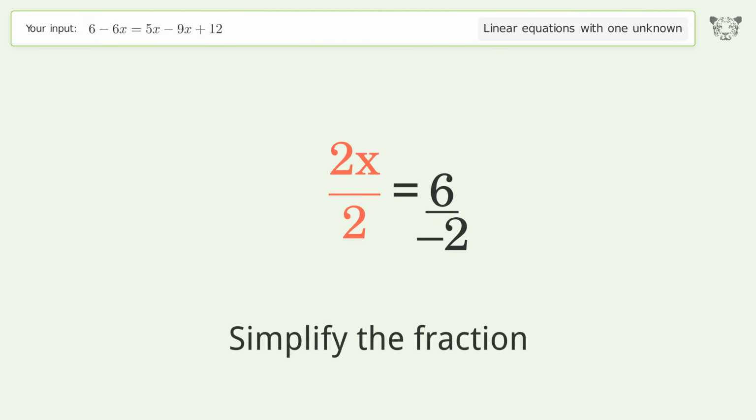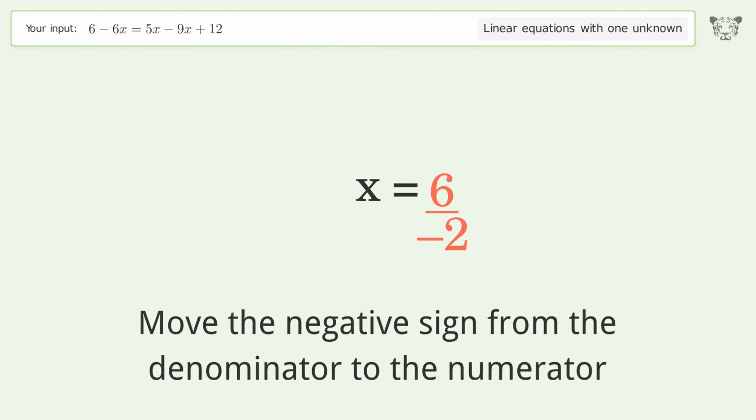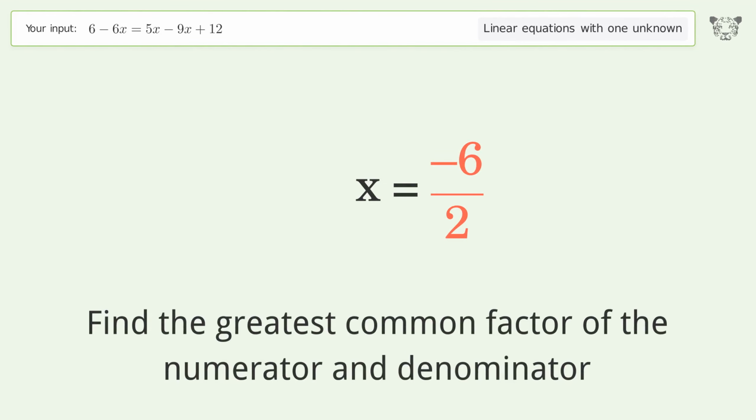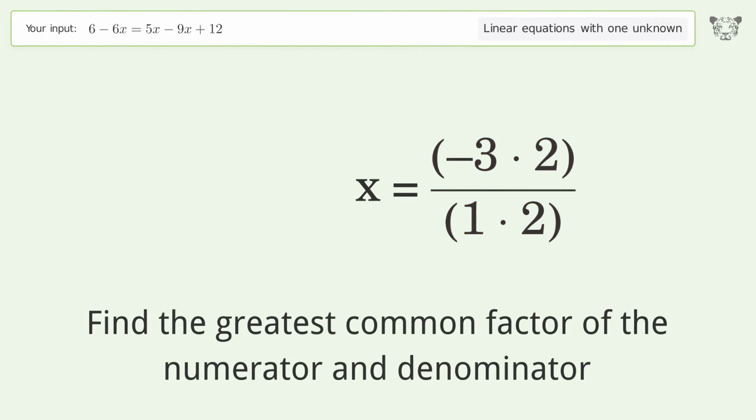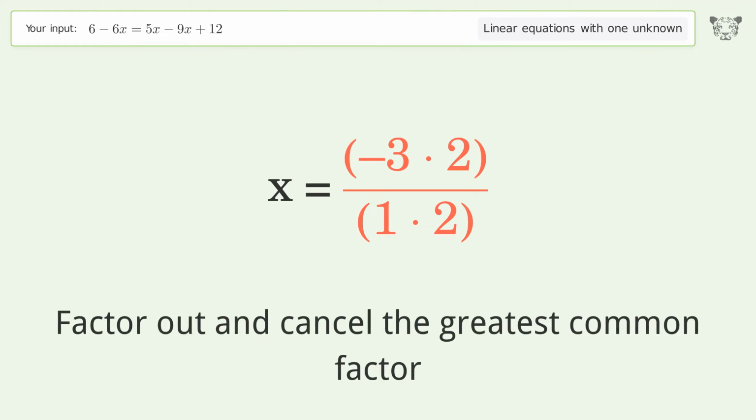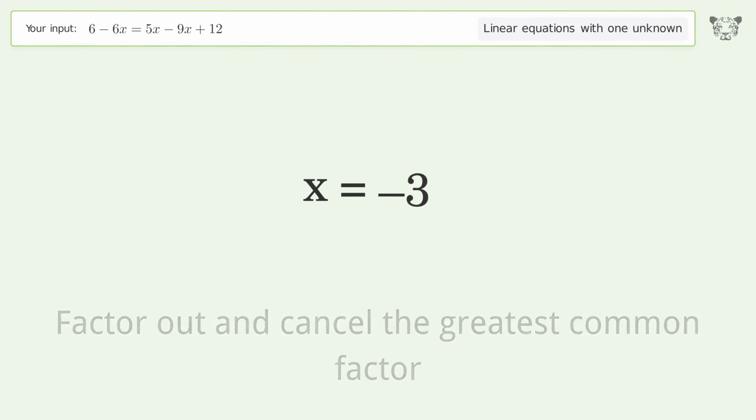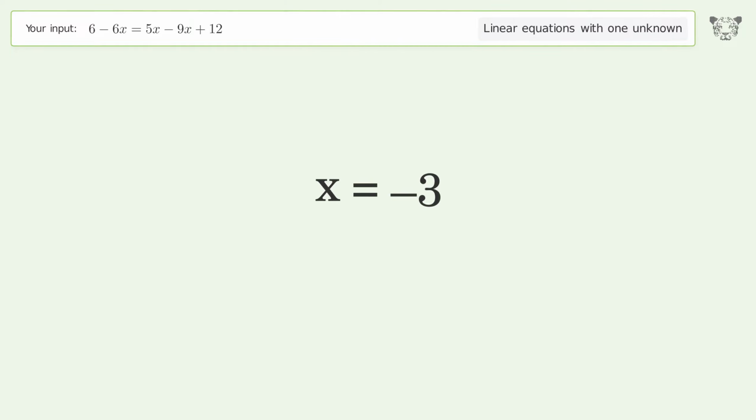Simplify the fraction. Move the negative sign from the denominator to the numerator. Find the greatest common factor of the numerator and denominator. Factor out and cancel the greatest common factor. And so the final result is x equals -3.